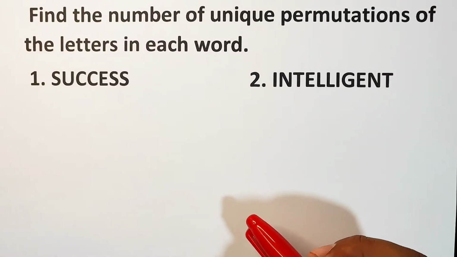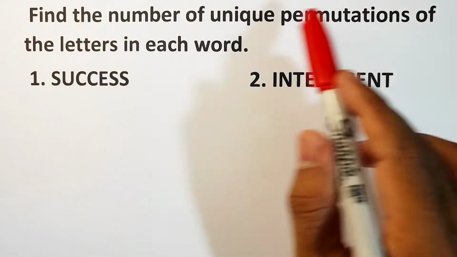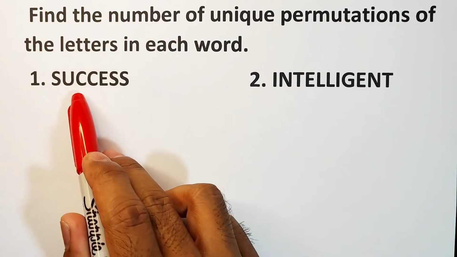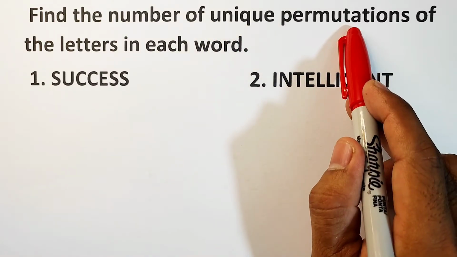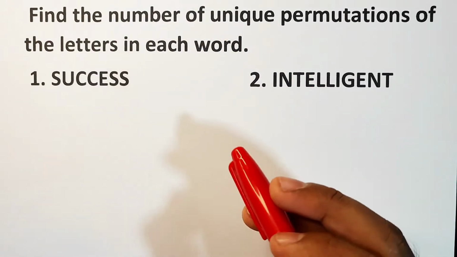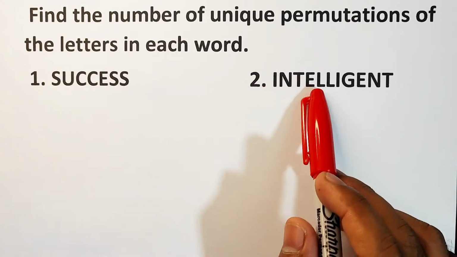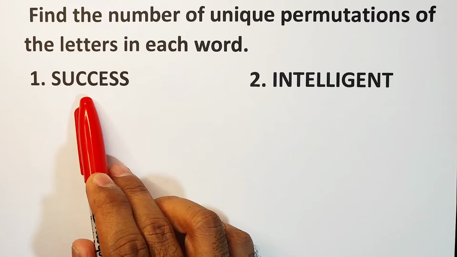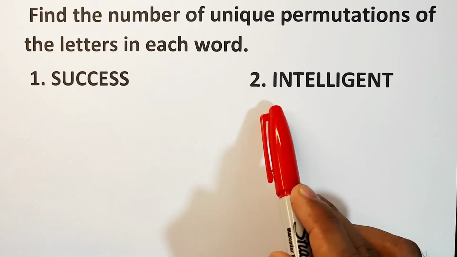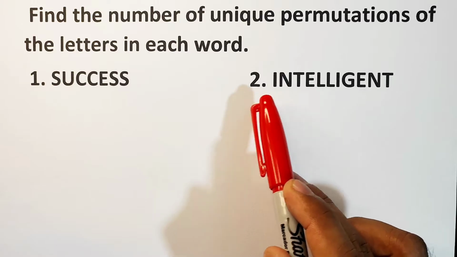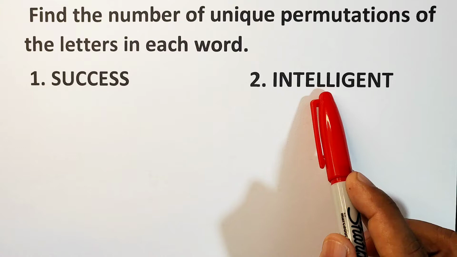Hello everyone, in this video we're going to talk about finding the number of unique permutations of the letters of the word success and intelligent. Unique permutations means distinguishable permutations because not all the letters of these words are distinct. As you can see, in success, we have the same letters, S and letter C. For item number 2, we have same letters also, like I, N, T, E, and L.